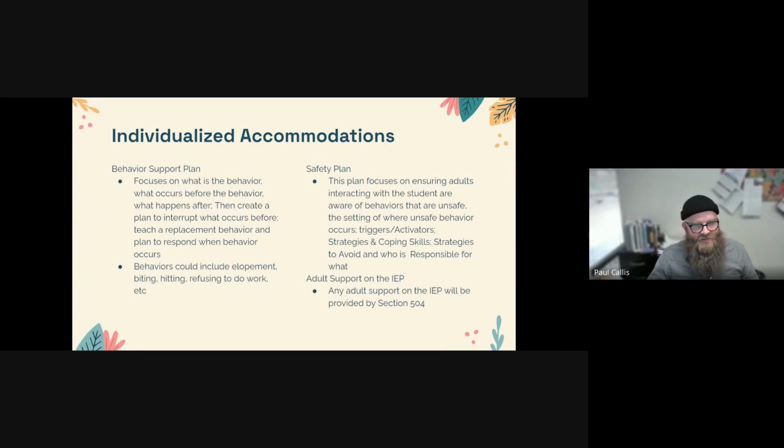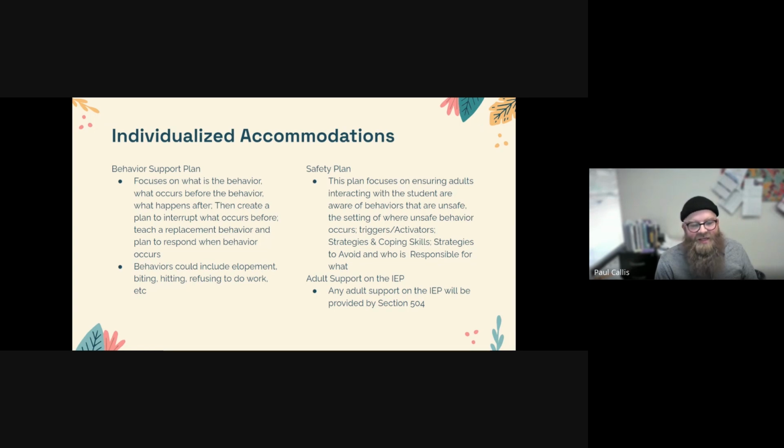Some of the more individualized accommodations that we have, a lot of students will have a behavior support plan, and this is where we have a pretty comprehensive plan of what the student's behaviors are. We look at what triggers the behavior, what skills they might need to learn in order to change the behavior, and then what we do when the behavior happens again. This could be elopement, hitting, biting, refusing to do work.